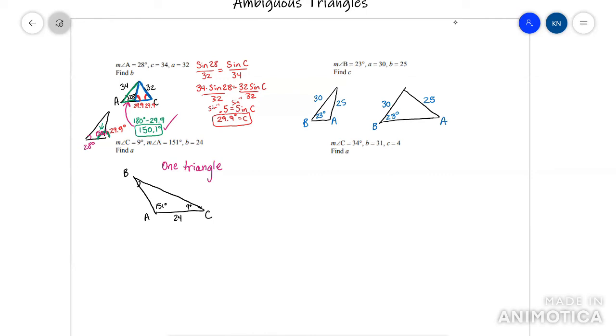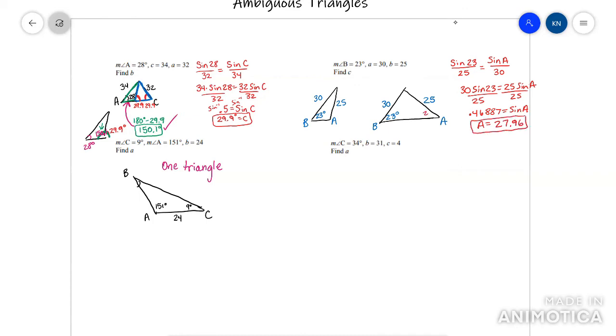I'm going to run law of sines. So it's going to be sine 23 over its side, 25, equals sine of angle A over 30. If you cross multiply and solve this, 30 times sine 23 equals 25 sine A. I'll end up having to divide by 25. So 30 sine 23 divided by 25, I get 0.46887 equals sine A. Now I'm going to run inverse sine on that, and I know angle A possible is 27.96.